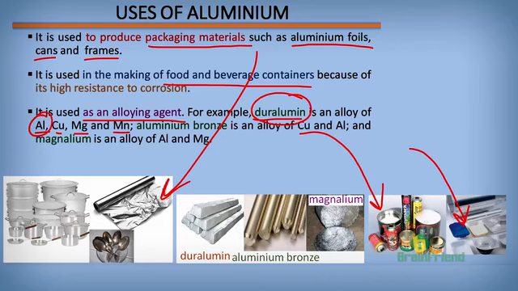We also have another alloy called aluminium bronze. We have the aluminium bronze, which is an alloy of copper and aluminium. And we have magnesium, which we have here, which is an alloy of aluminium and magnesium. So aluminium serves as a good alloying agent.